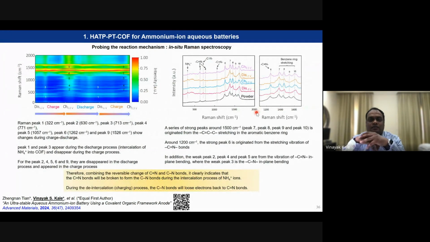So we were more interested to see, okay, this is the only one technique we used, and if we can prove it with other techniques. So very interestingly, we did in situ Raman spectroscopy, and these results also strongly support our hypothesis that the reversible change of C double bond N and C single bond N happens during the charge storage mechanism, that is the discharge and charge of ammonium into COF.